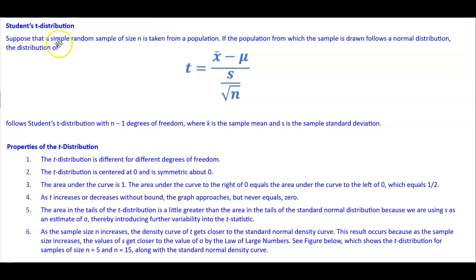Student's t-distribution. Suppose that a simple random sample of size n is taken from a population. If the population from which the sample is drawn follows a normal distribution, the distribution of t, which is equal to x bar minus the population mean, so the sample mean minus the population mean, divided by the sample standard deviation divided by the square root of the sample size, follows Student's t-distribution with n minus 1 degrees of freedom, where again x bar is the sample mean and s is the sample standard deviation.